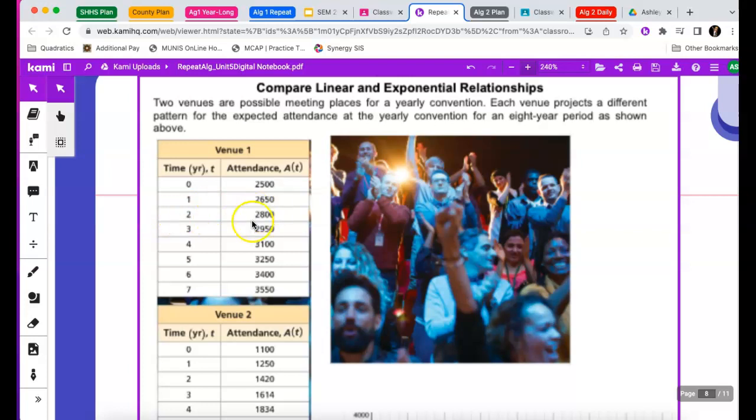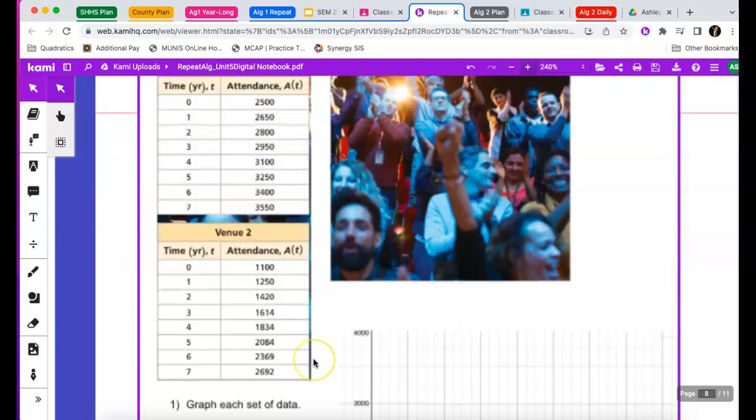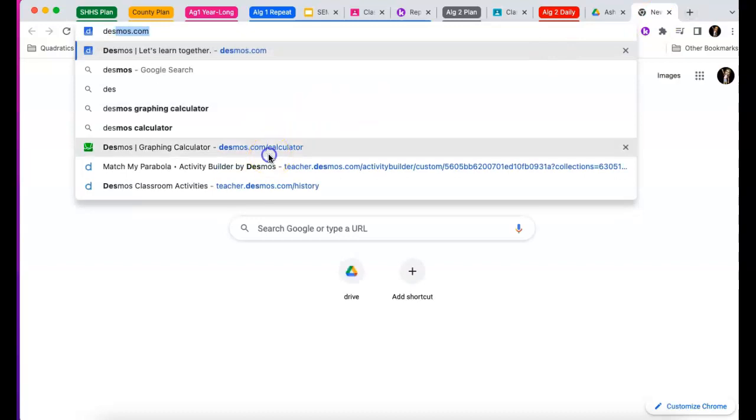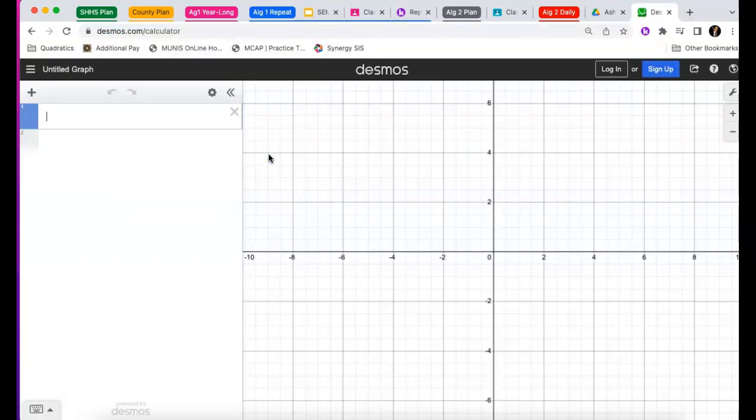The second year we had 2,800 people. And then for the second venue, this is how many people attended as well. So the first thing that we want to do is graph each set of data, and then figure out what type of function each graph represents. So we're going to practice typing the table into Desmos to create a scatter plot of the data.